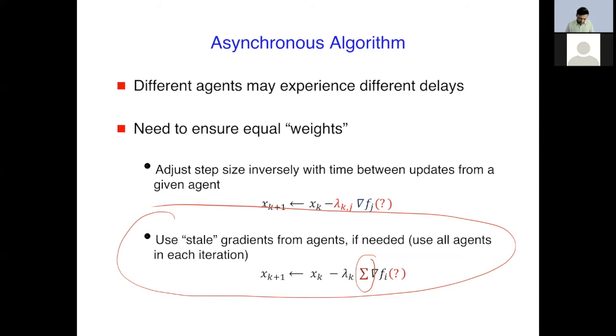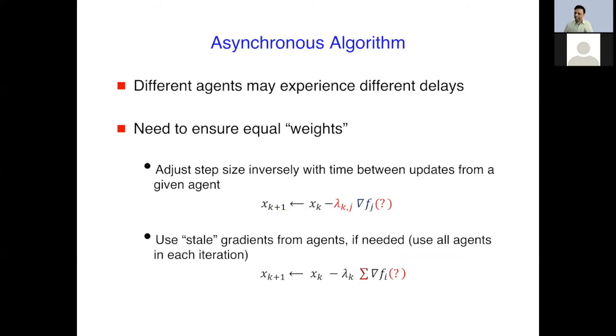We just use all the most recent gradients. So in a sense, all the weights are going to be uniform, because we are accounting for every agent in every iteration, except that some gradients are a little bit stale. But if you assume bounded delay, the staleness is bounded as well. And that bounded staleness actually helps in proving correctness of these algorithms.